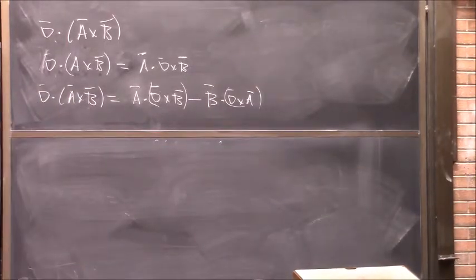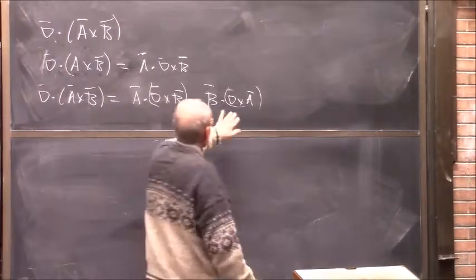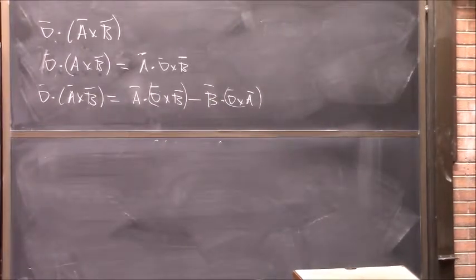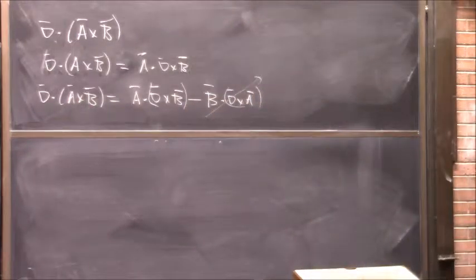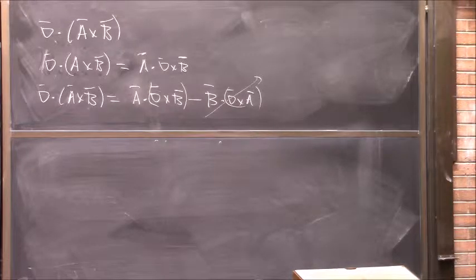Okay, now in our case, A is J, and this is B. Now, A is a function of R prime, and therefore derivatives of that with respect to that are 0. So this term is 0 in our case. Yes? I was just going to ask what that J is coming from. They were saying it's the charge density? That is the current density. It is amps per square meter.